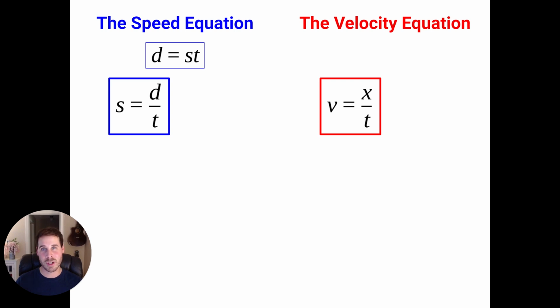You can use this version of the speed equation to calculate how far something has traveled, whereas the first version of the equation could only tell you how fast the object was traveling. So that's an additional tool that you can now use in order to solve different kinds of problems.